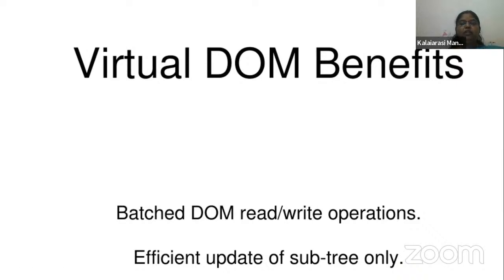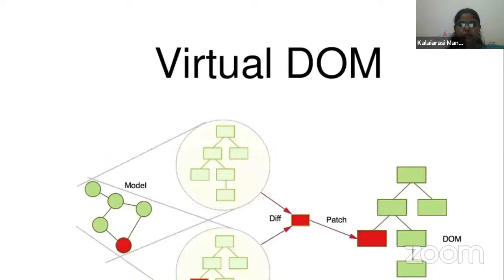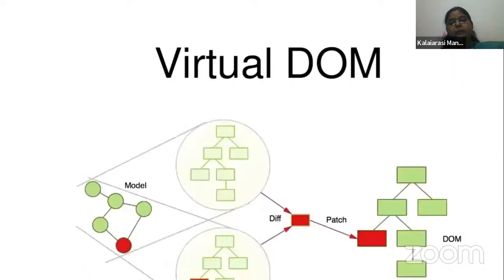And the batch read-write operation, or efficient updating of the tree only. Like as already we have seen the diagrammatic representation, only the particular difference is considered, and that is dispatched. And here the architecture actually comes into place. Then your DOM is being updated according to architecture. If you are implementing without Redux, then it is your MVC architecture. And when you are implementing Redux, it is your Flux architecture.